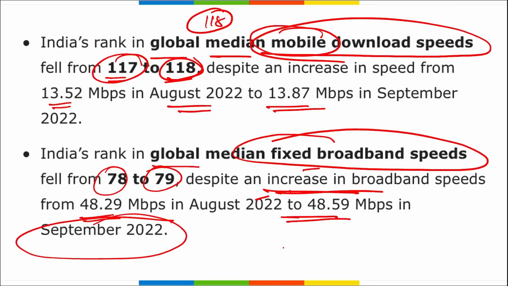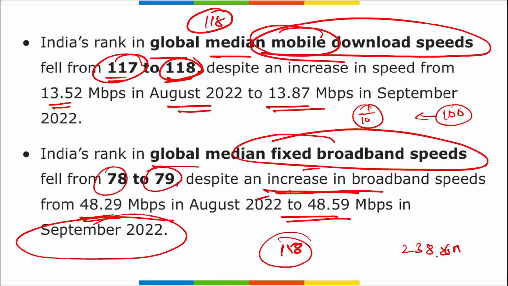They have a median download speed of around 158 Mbps for mobile networks, and for broadband a download speed of 238.86 Mbps. Let me tell you, whenever your service provider says that they will be providing you 100 Mbps, remember, this is not the 100 Mbps download speed that they are providing. That means the download speed will be 1/10 of it, and the upload speed will be 1/8 of it.